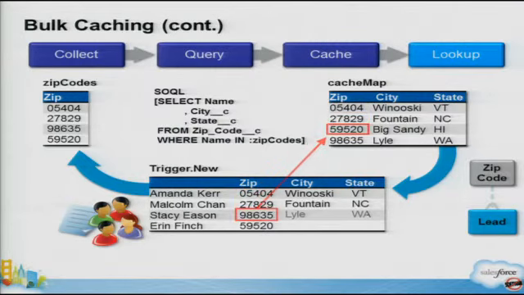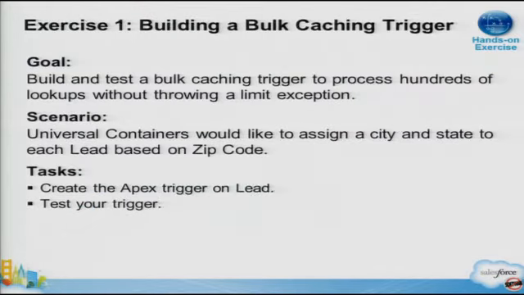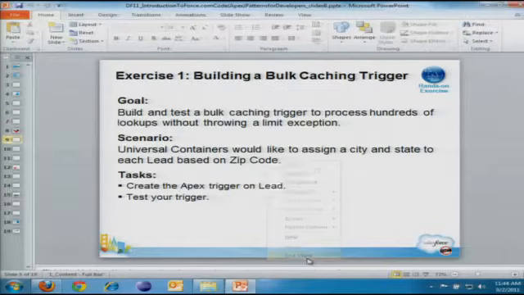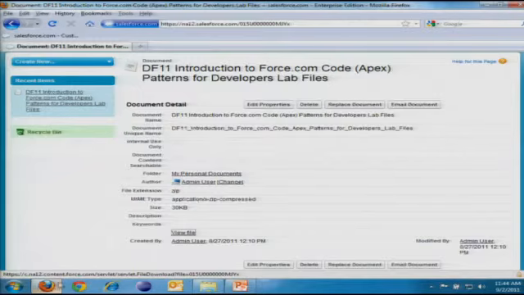So you can see how instead of doing 4 queries, we're doing 1 query. But we have to do some pre-processing ahead of time. We collect the keys, put them in a set, we query the object we want, and then we iterate, and we load that into a map, and then we iterate through trigger.new and do lookups in the map. So that's what we're going to do first. Let's try it out. This is exercise 1, so exercise 1 in your exercise guide. We're going to walk you through this example.